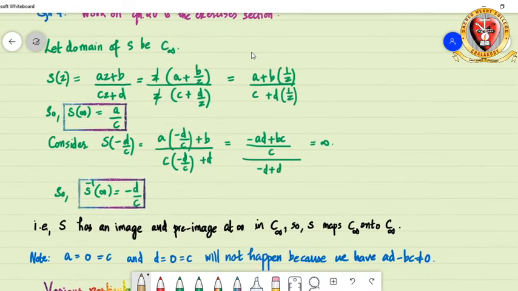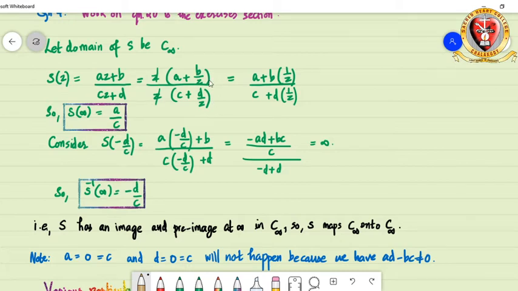Suppose the domain of S is C infinity. S is nothing but our Mobius transformation. So S of Z, we know it is this, and I'm going to take this Z out. In order to move forward, we need to take the Z out from the numerator and the denominator. I'm just cancelling, assuming that it is not equal to 0.